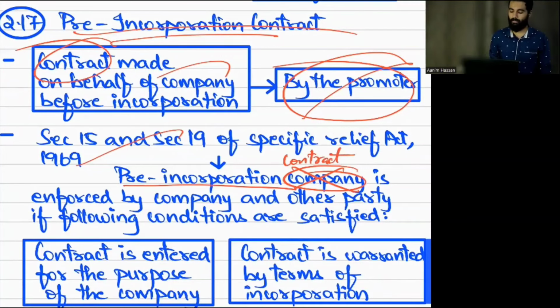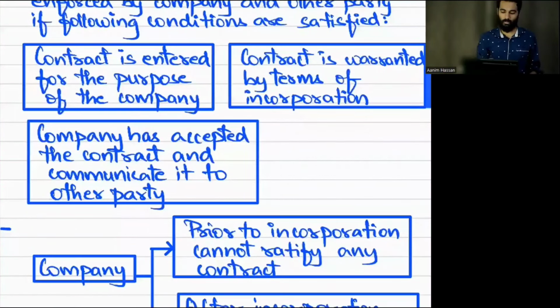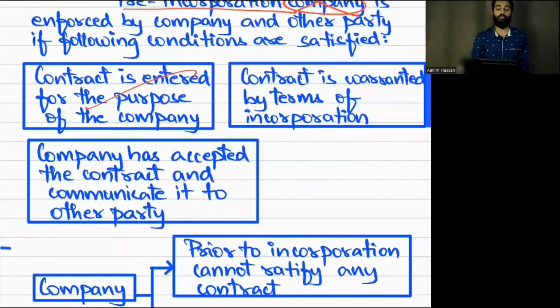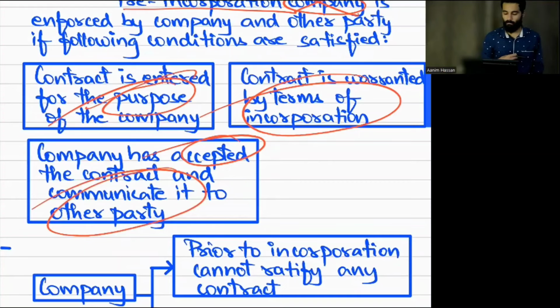A pre-incorporation contract is enforced by the company and the other party if the following conditions are satisfied. The contract is for the purpose of the company. The contract is warranted by the terms of incorporation, that is, the contract is as per the object of the company. And, most importantly, the company has to accept the contract and communicate it to the other party.